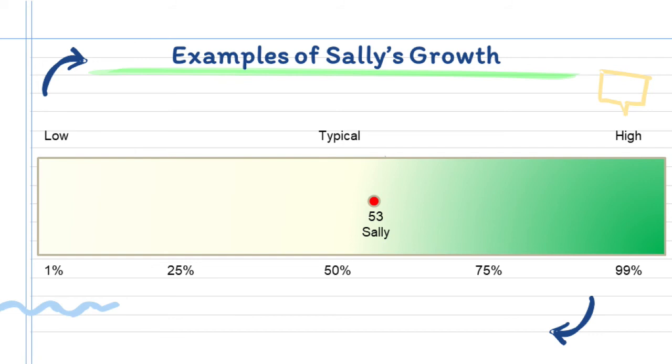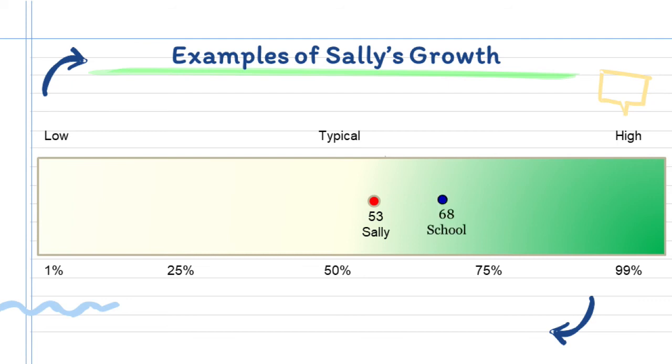Note that when interpreting growth percentiles, you'll want to know whether or not the peer group is grade level peers or the more specific initial level peer group. For Sally, her peer group is grade level peers.